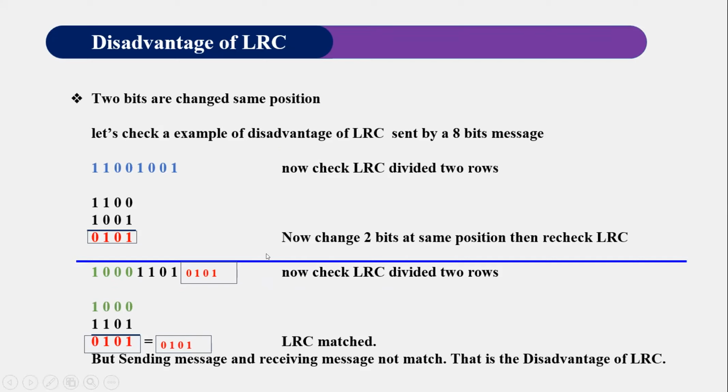Now we change 2 bits at the same position, then recheck the LRC. Here is the changed bit string, 100001101. This output is also the same as the previous LRC, that is 0101. The LRCs are matched, but the sent message and the received message do not match. That is the disadvantage of LRC.